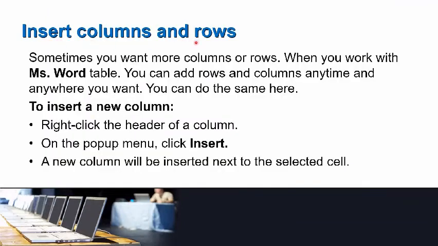Insert columns and rows. Sometimes you want more columns or rows when you work with an MS Word table. You can add rows and columns anytime and anywhere you want. You can do the same here. To insert a new column in MS Excel, right-click the header of a column. On the pop-up menu, click Insert. A new column will be inserted next to the selected column.